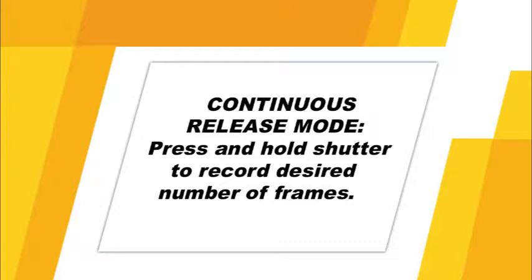Let's first look at how to configure the camera for exposure bracketing. The first thing that you'll need to do is set the release mode. When you're using one of the continuous release modes, you'll press and hold the shutter button to record the number of frames you'd like. In the self-timer release mode, you can set the number of shots to be taken each time the shutter is pressed.